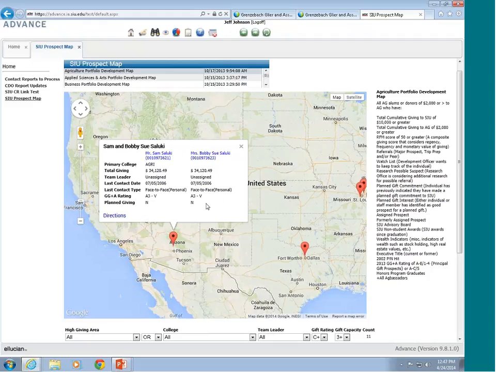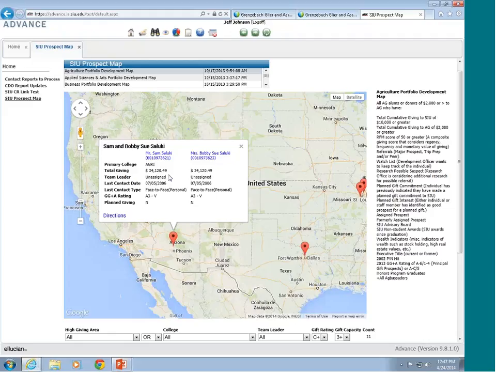This particular person, we completely falsified all the data here. But basically what we have is our Sam, Bobby, Sue, Saluki, and we basically did the information windows in 2 columns. So you have both entities, and then we have their primary college. So this is if they're an alum of agriculture, in this case, which Sam Saluki is, but Bobby Sue isn't. And the next row is the total giving that they have given.